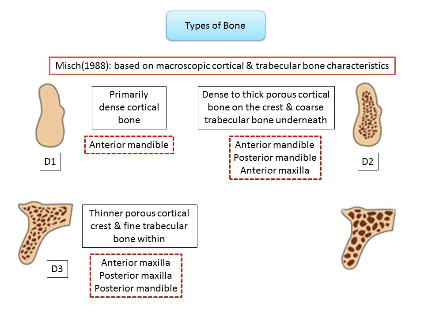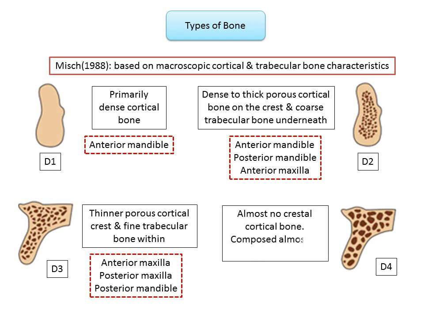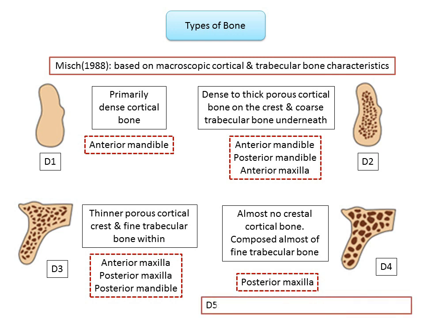And D4 bone has almost no crestal cortical bone. The fine trabecular bone composes almost all of the total volume of bone next to the implant. This is seen in the posterior maxilla. There is also a very soft bone with incomplete mineralization and large intertrabecular spaces which may be addressed as D5 bone. This bone type is most often immature bone in a developing sinus graft.